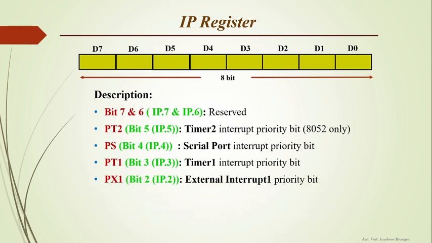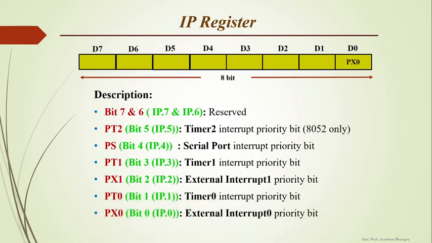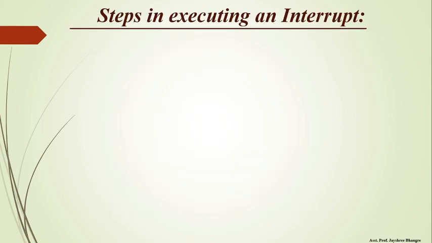PX1 is the external interrupt 1 priority bit. PT0 is the timer 0 interrupt priority bit. PX0 is the external interrupt 0 priority bit. So we can change the default priorities assigned to these interrupts using this IP register.